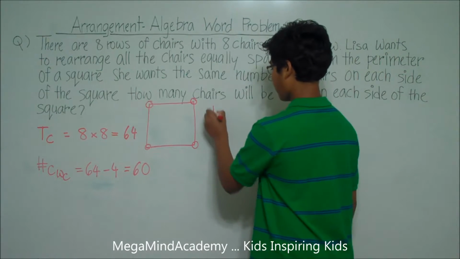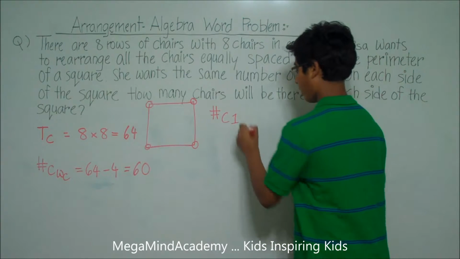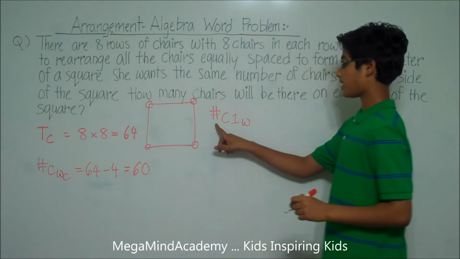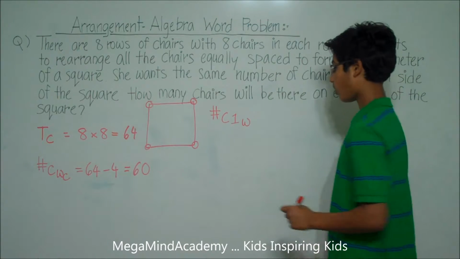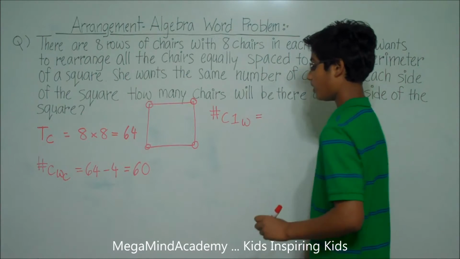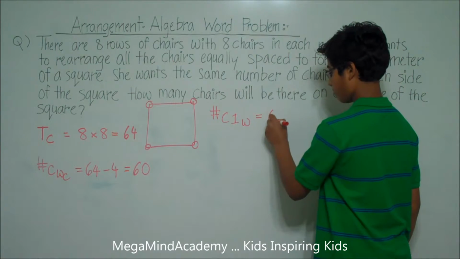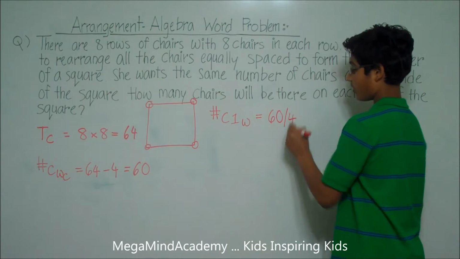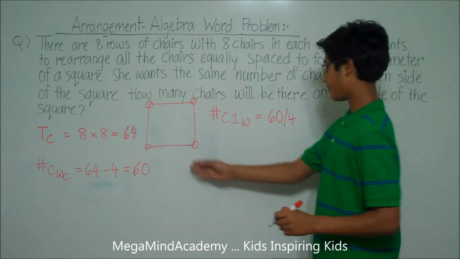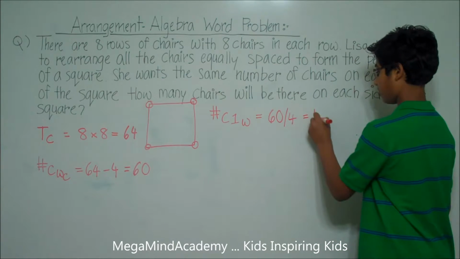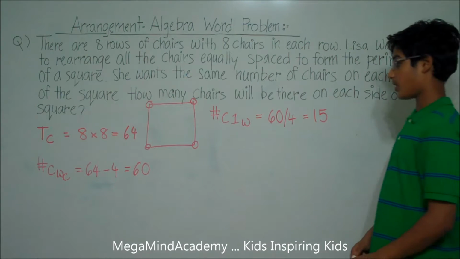So let's find out the number of chairs on one side without corners. The number of chairs on one side without corners, NC1W, is equal to 60, which is the number of chairs in this figure without corners, divided by 4, because there are 1, 2, 3, and 4 sides in this figure. This is equal to 15. So there are 15 chairs on each side without the corners.